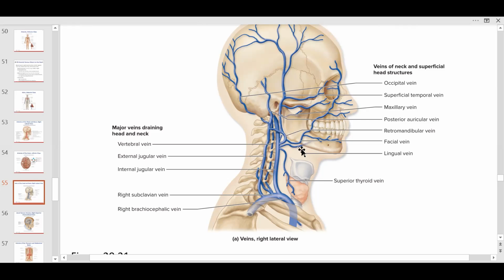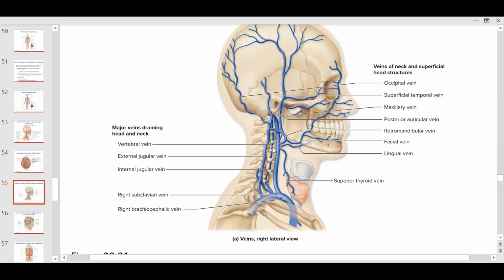I'm sure you don't have to know too many of these. You probably should know the facial vein draining the facial muscles. And there's maxillary, retromandibular means behind the mandible, which is the jaw, is the angle of the jaw. Occipital veins, this might be a little too much, but again, if it's on the list, you need to know it. And it makes sense. Superficial temporal, draining blood back into the internal jugular.